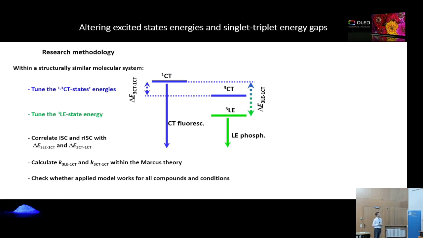So basically, after each modification, we need to check how each energy gap influences the intersystem crossing and the reverse intersystem crossing. We usually calculate these rates using different mechanisms of TADF, using Markov theory, and we also check if our applied model works for all the compounds and conditions. We do not want a model which explains only an artifact or just limited conditions.